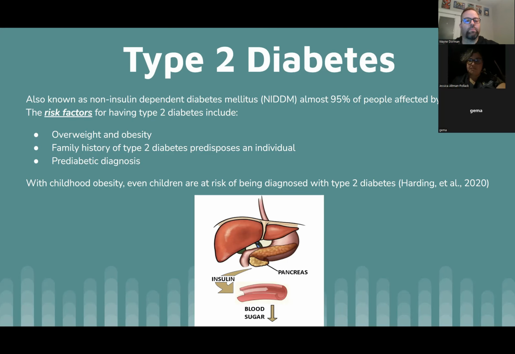Family history of type 2 diabetes really increases the predisposition for an individual to have type 2. And if the person is already diagnosed as pre-diabetic, that increases your chances of having type 2 diabetes. Of course, one thing to consider is that with childhood diabetes increasing, that actually puts children at risk of having type 2 diabetes. So early onset diabetes very quickly in childhood because of that.